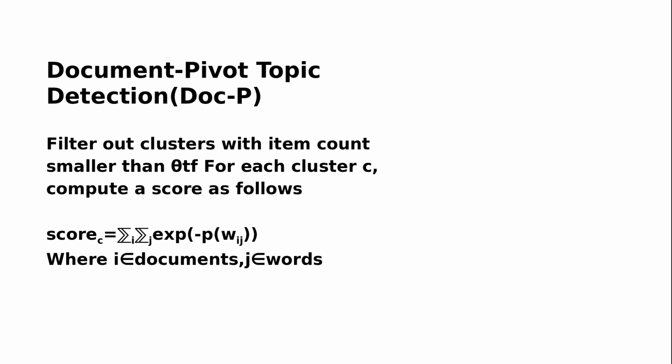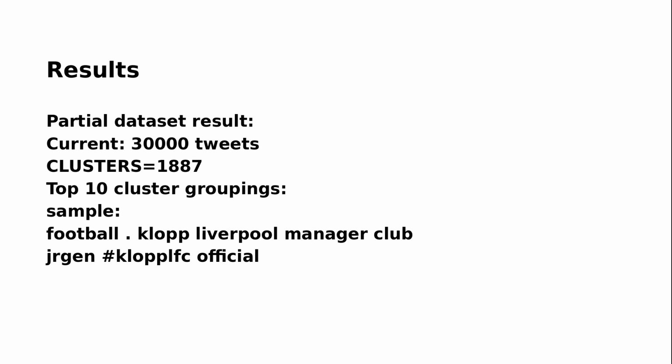Next is filtering out the clusters with item count smaller than theta TF. For each such cluster C, compute the score as follows: score(C) equals the summation over all documents and the summation over all words of e to the power of minus the probability of word i in document j. Using such scores and similarity measures, the clustering results are as follows.